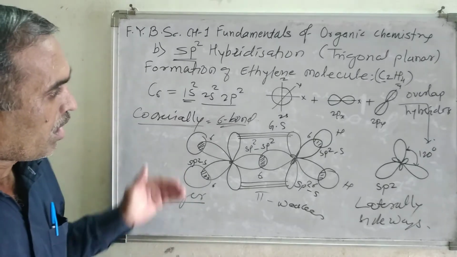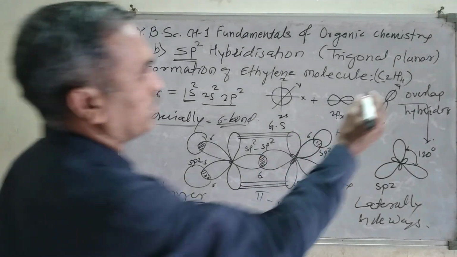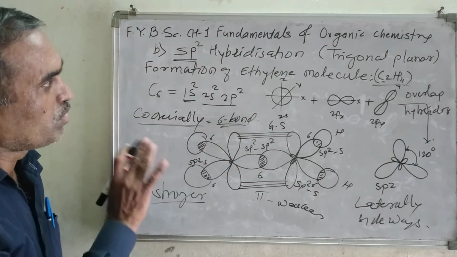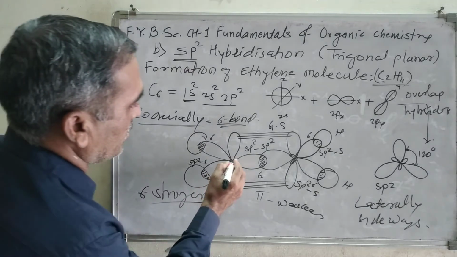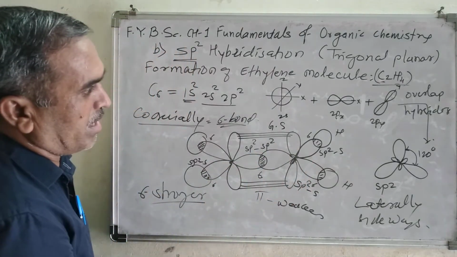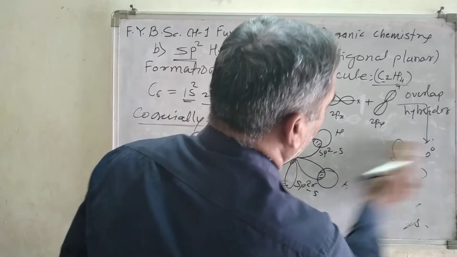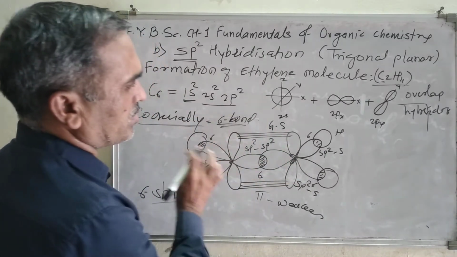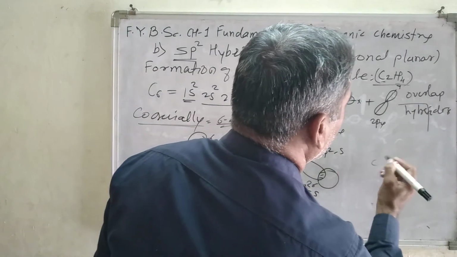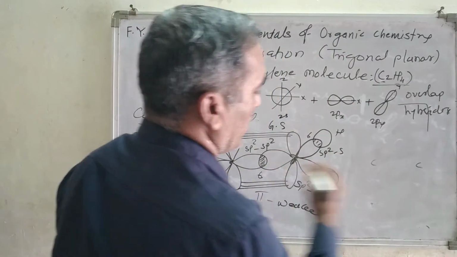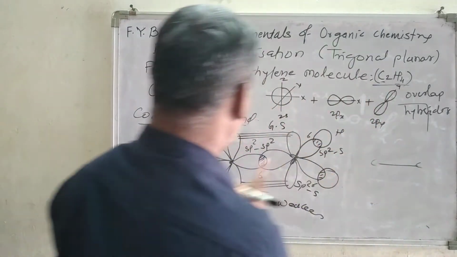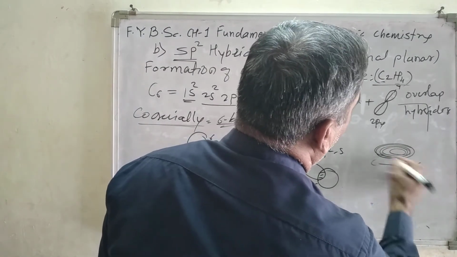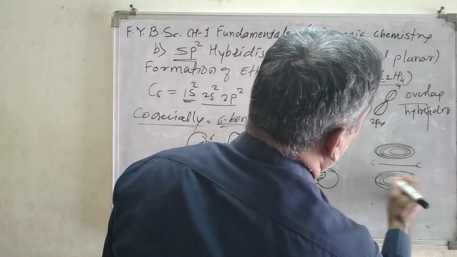Now how does the ethylene molecule look? Let us see here. This is a carbon atom, and here is also a carbon atom. Look at these unhybridized orbitals on one carbon atom and another carbon atom. Now there is one sigma bond and another one a pi bond, meaning there is a cloud above the plane as well as below the plane.